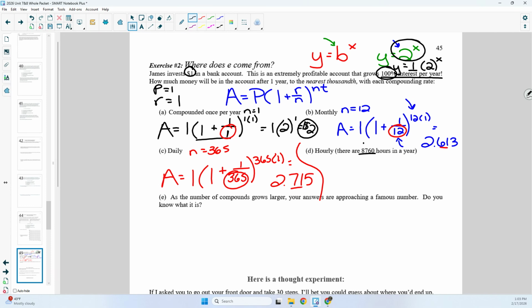Now hourly means that our n is 8,760 because that's how many hours are in a year, which is not necessarily common knowledge. So I'm going to take this in. Okay. And if I take that in my calculator, I end up with barely any more, less than a cent more. It rounds to 2.718.